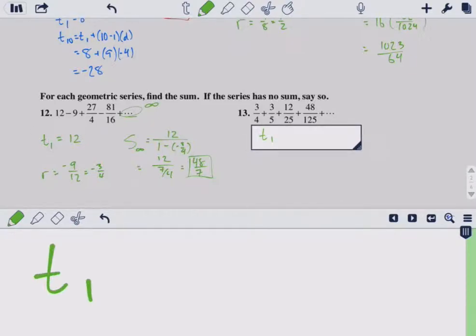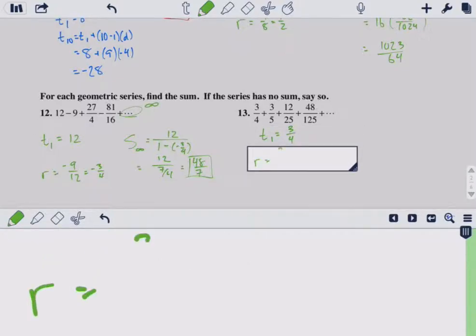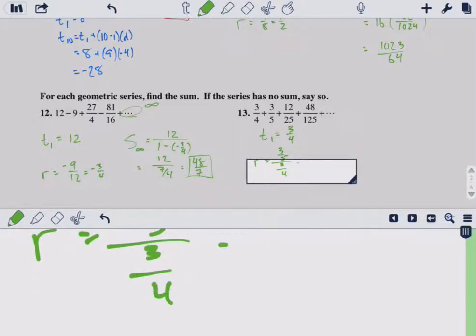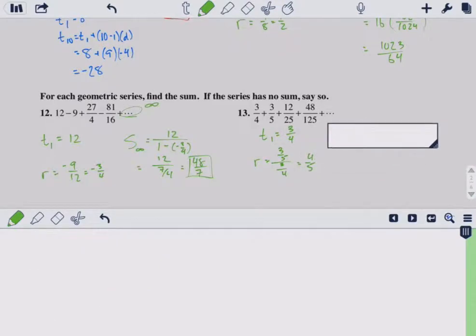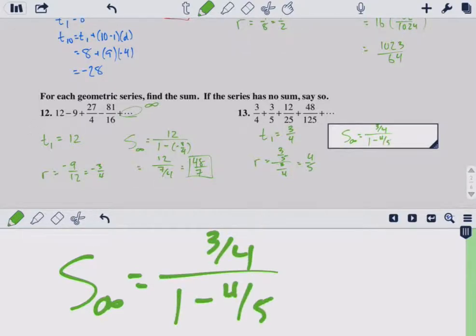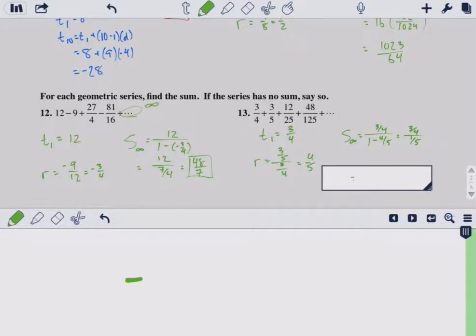Okay, so we see t sub 1 is equal to 3/4. R is equal to 3/5 divided by 3/4, which is equal to 4/5. Okay, so that works out. So S is equal to t sub 1, 3/4 divided by 1 minus 4/5. So 3/4 over 1/5. That equals 15/4.